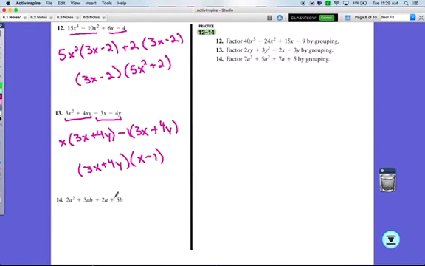All right, and then for 14, let's see, the first group has an a in common. So it leaves me with 2a plus 5b. Second group really has nothing in common except for just 1. So I can put plus 1 times 2a plus 5b. All right, and that allows me to factor out that 2a plus 5b. So I have 2a plus 5b times a plus 1.